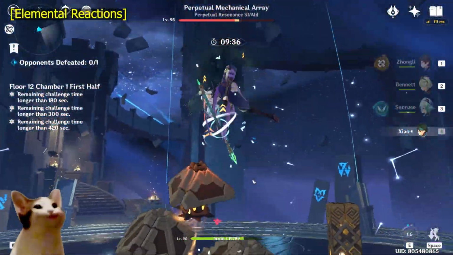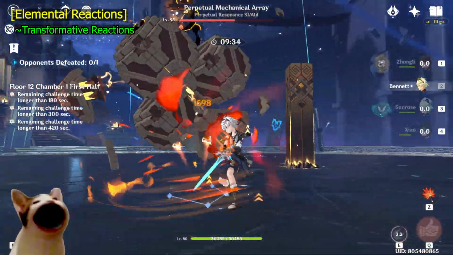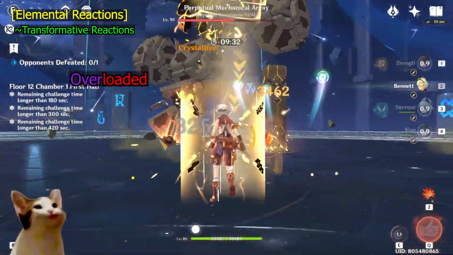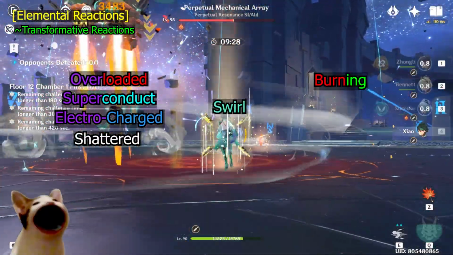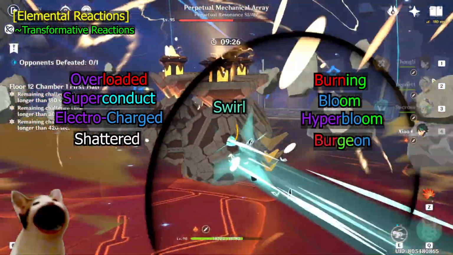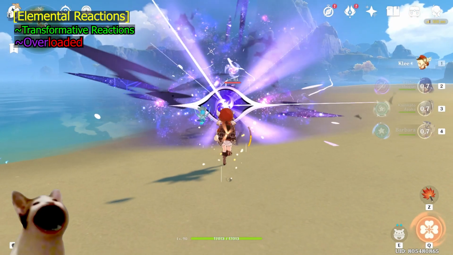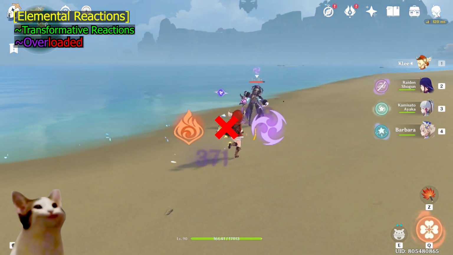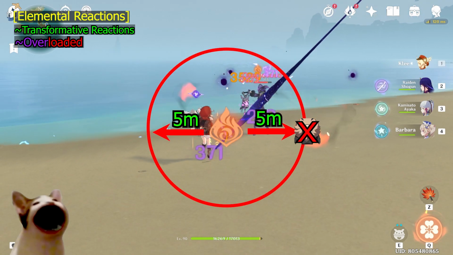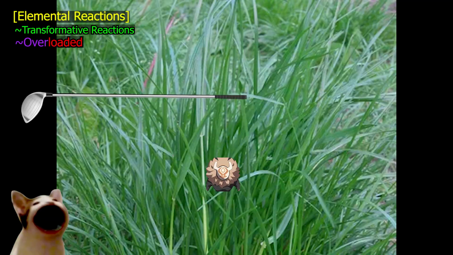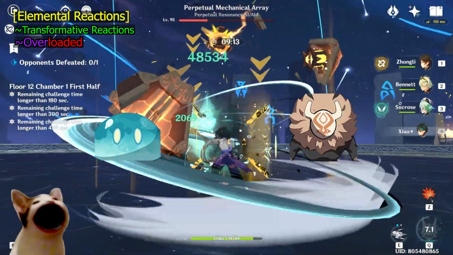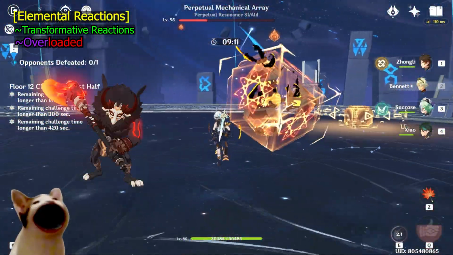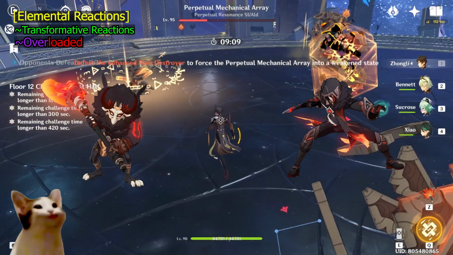Now, let's look at the transformative reactions, and these reactions are Overloaded, Superconduct, Electro-Charged, Shattered, Swirl, Burning, Bloom, Hyperbloom, and Burgeon. Overloaded is the reaction created when Pyro and Electro meet, of which the reaction does an AoE Pyro damage that can knock back small to medium-sized enemies. Small enemies would include slimes and hilichurls, while medium-sized enemies include mitachurls and Fatui enemies in general.